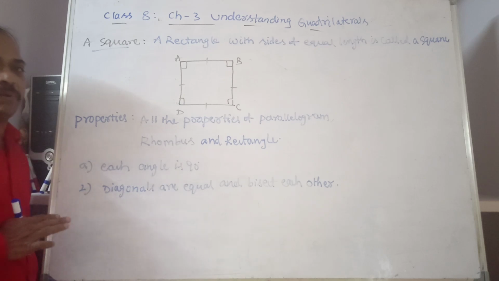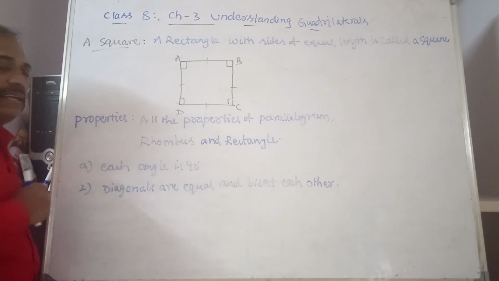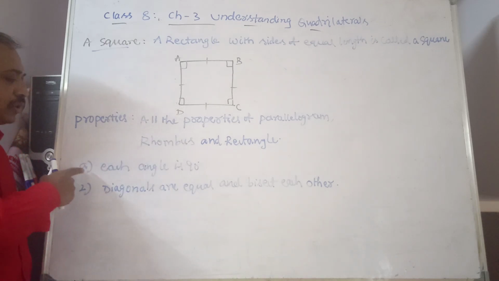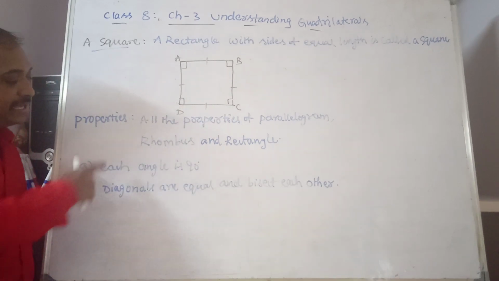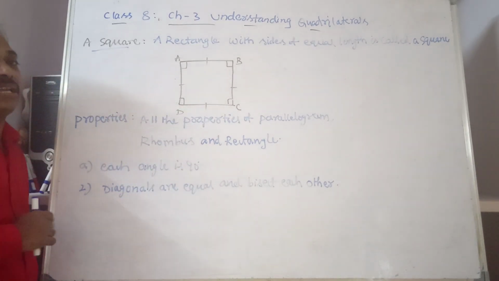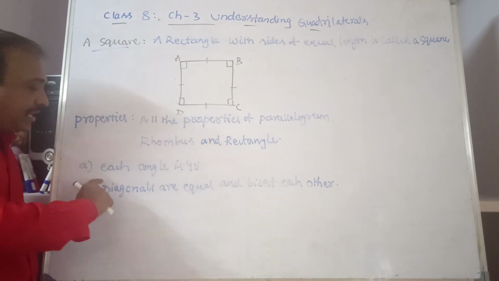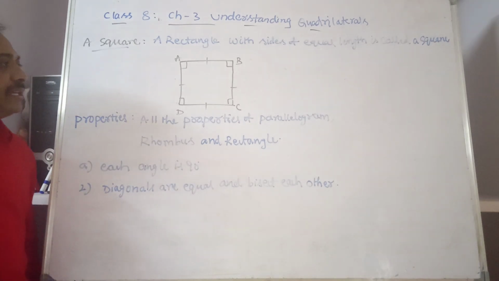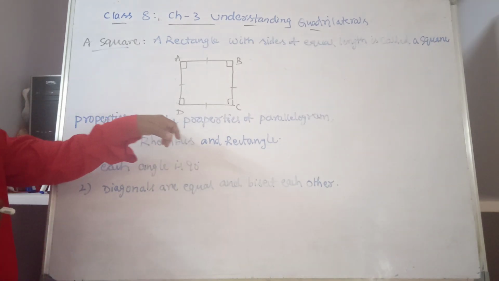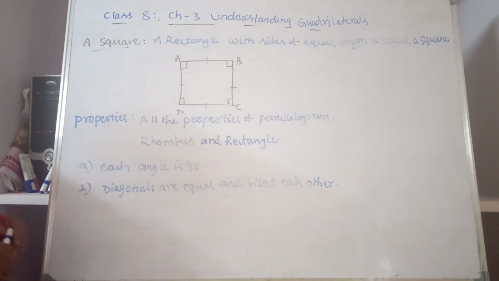So it holds all the properties of parallelogram, rhombus and rectangle. So each angle is 90 degrees, diagonals are equal and bisect each other. Also, opposite sides are equal, opposite angles are equal, adjacent angles are supplementary, parallel or equal. That's why I wrote here, all the properties of parallelogram, rhombus and rectangle.